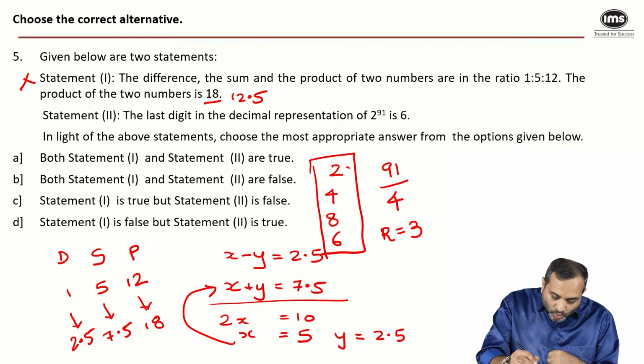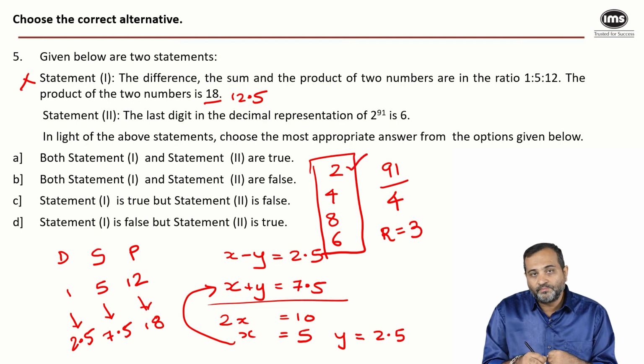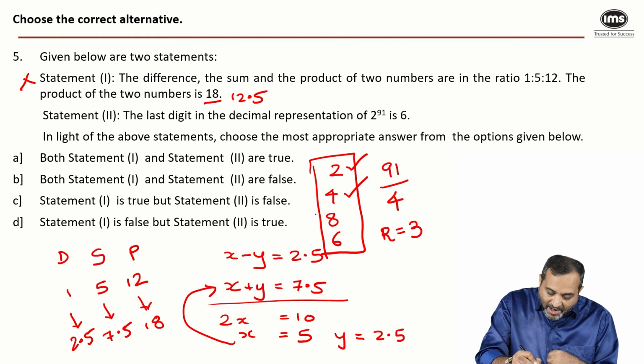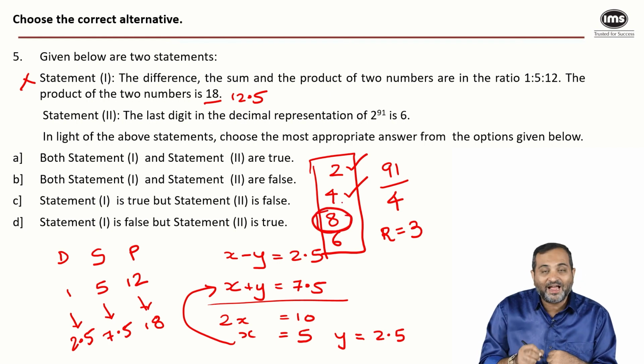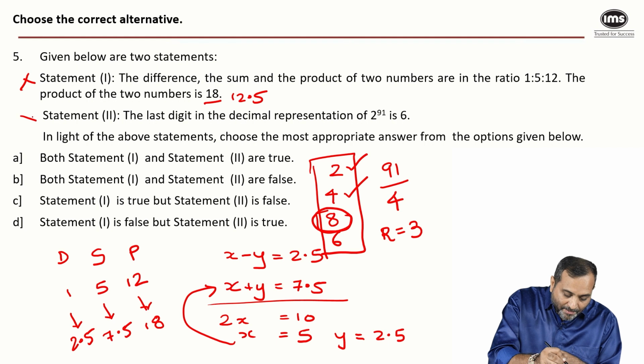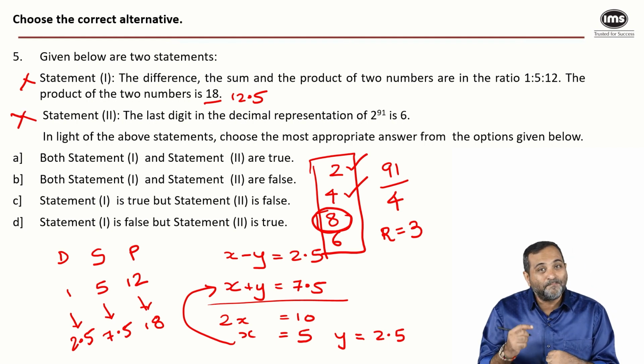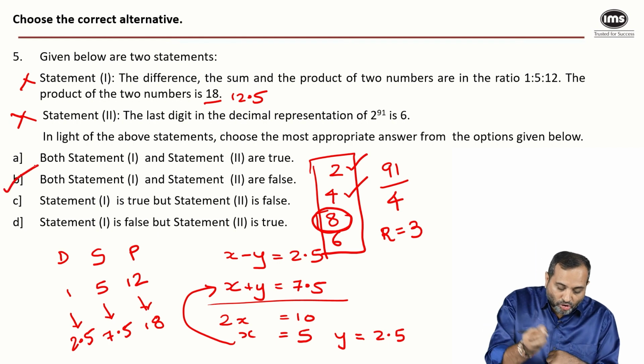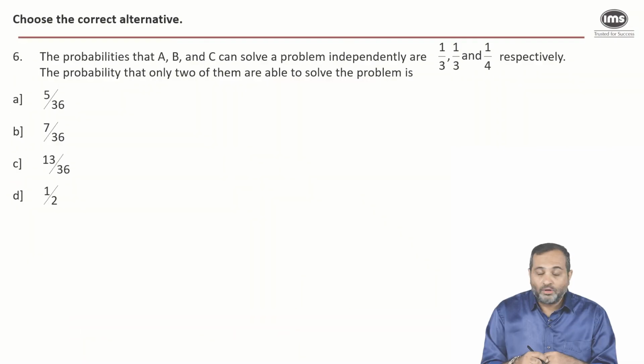So if your remainder is 1, my last digit would have been 2. If the remainder is 2, my last digit would have been 4. And since my remainder is 3, my last digit should have been 8 and not 6. Hence, my second statement is also false. Hence, can I say both my statements are false? So, which option will I mark? I will mark option B, which says statement 1 and statement 2 both are false. Okay, let's look at the next question.